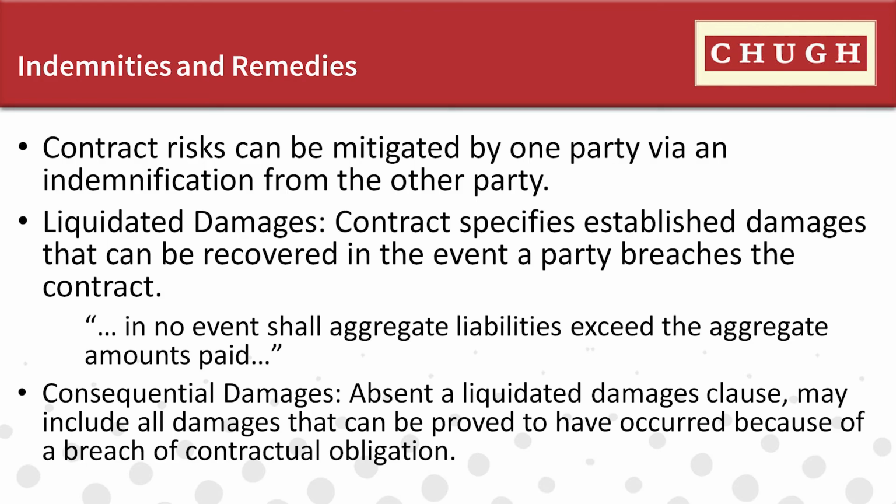Liquidated damages provisions are really great for a lot of parties, especially service providers in these relationships. But if you don't have that provision, what you're left with is consequential damages. Consequential damages are essentially any damages that can be proven to have occurred because of the breach of the contractual obligation. For example, let's go back to the Apple scenario.